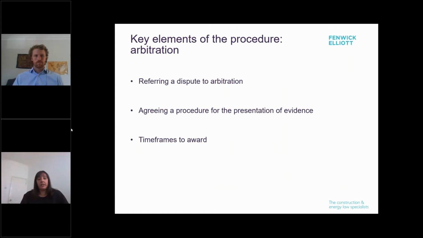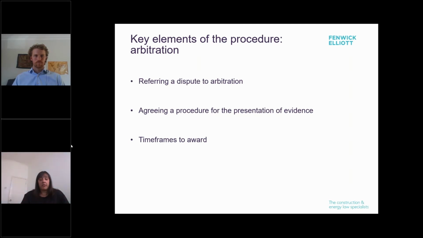The key elements of the procedure in an arbitration are usually as follows. Firstly, referring a dispute to arbitration. Prior to referring a dispute, the referring party should ensure that it has complied with any pre-arbitral steps required by the contract, including any DB and amicable settlement provisions. For institutional arbitrations, a party refers the dispute to arbitration by issuing a notice in accordance with the contract and the rules of the applicable institution.